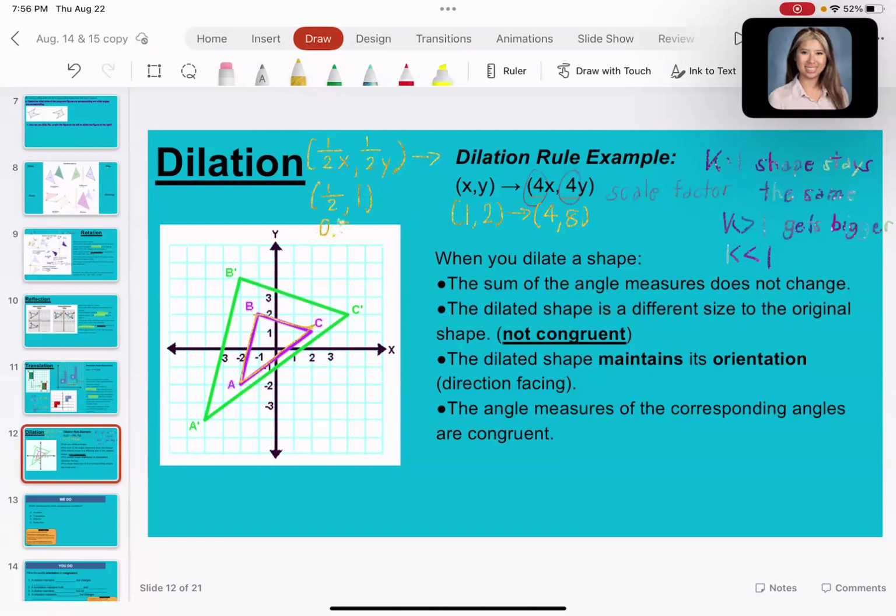So again, we could have written this as a fraction, or we can have it as a decimal. Either works. We have half comma 1 or 0.5 comma 1. And obviously that's smaller than 1 comma 2. So we know that when the scale factor, or the number in front of the x and y, is less than 1, the shape gets smaller.